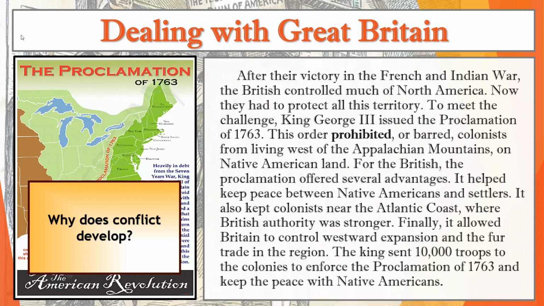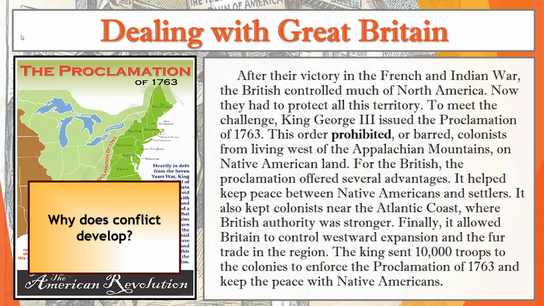After their victory in the French and Indian War, the British controlled much of North America. Now they had to protect all this territory. To meet the challenge, King George III issued the Proclamation of 1763. This order prohibited or barred colonists from living west of the Appalachian Mountains, on Native American land. For the British, the proclamation offered several advantages. It helped keep peace between the Native Americans and settlers. It also kept colonists near the Atlantic coast, where the British authority was stronger. Finally, it allowed Britain to control westward expansion and the fur trade in the region.